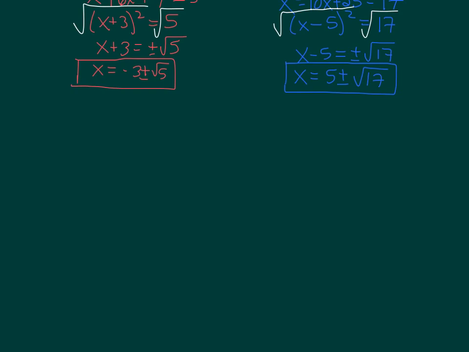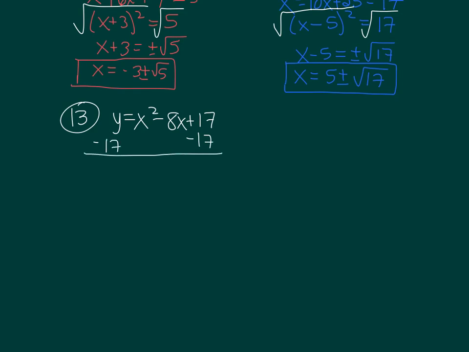Okay, so guided practice problem 13. Now they're giving you an equation in standard form and asking you to rewrite it in vertex form. So the very first thing I'm going to do, take a look at a, it's 1, so dividing everything by 1 won't change anything. I'll move the 17 to the other side, so I'll have y minus 17 equals x squared minus 8x. I'll take half the coefficient of x, square it and add it to both sides.